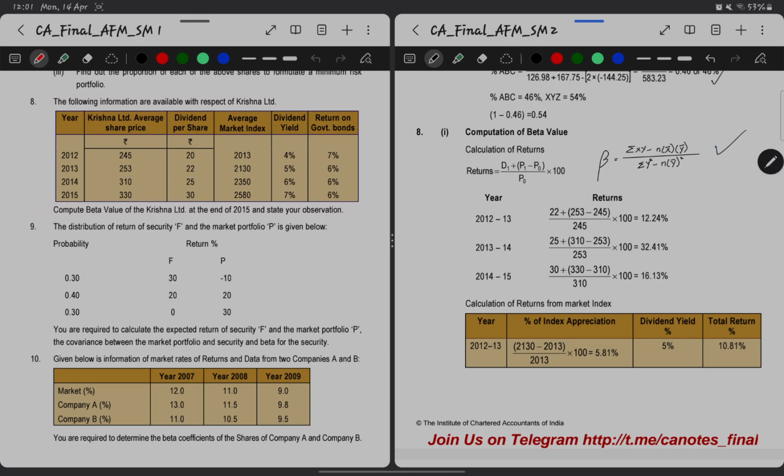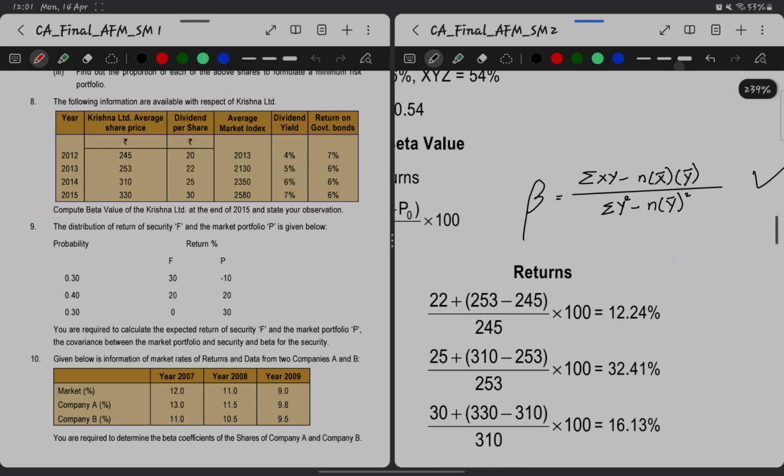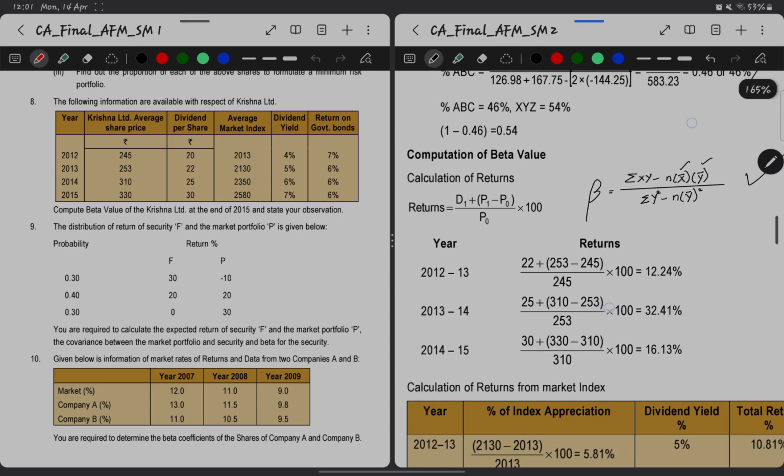Beta is nothing but the sensitivity of the stock towards the market's return. Now, we use this formula to calculate the beta. Here X is nothing but Krishna Limited's average share return, and Y is nothing but the market return. Then we need the expected return of Krishna Limited and the expected return of the market. Then we can go ahead and prepare this.